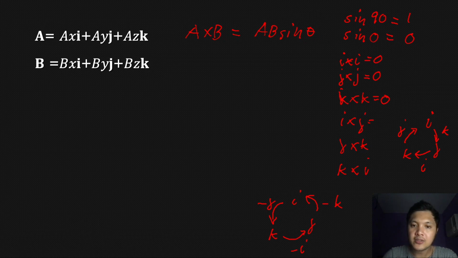Therefore, I cross J is equal to K. J cross K is equal to I, while K cross I is equal to J. Okay. And when you reverse that, J cross I is equal to negative K, then K cross J is negative I, and lastly I cross K is negative J.